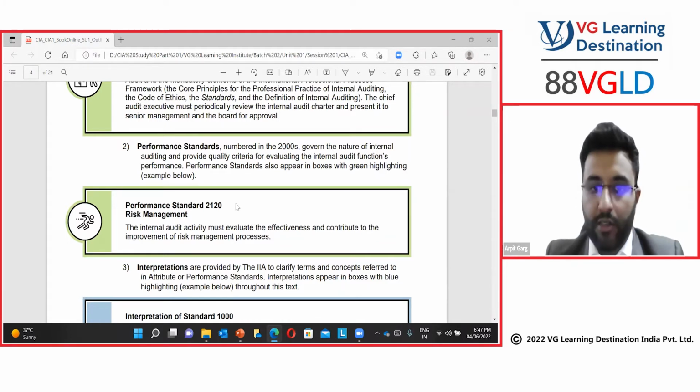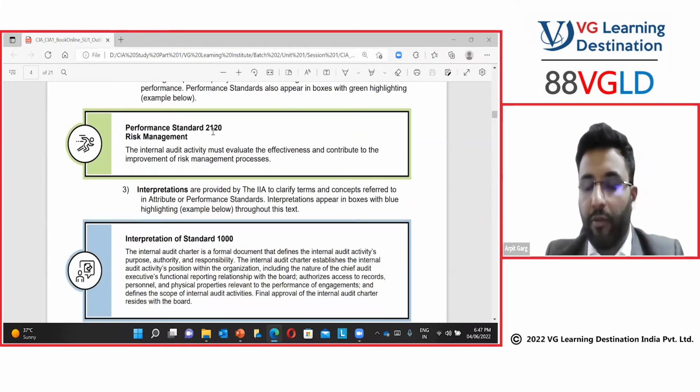Performance standards also appear in boxes. We have covered this. This is just one more example on performance standard 2120. It says risk management: the internal audit activity must evaluate the effectiveness and contribute to the improvement of risk management process. And this is again very important, folks. When we move forward, we'll understand the role of internal audit activity in risk management, the role of the board, and the role of senior management, but that is much later. We'll cover it at that point. But at this point, just remember the internal audit activity must evaluate the effectiveness. The key word is evaluate here.